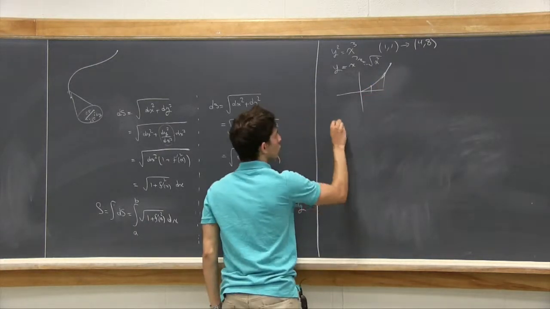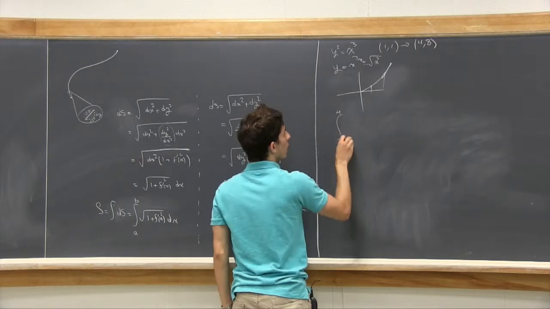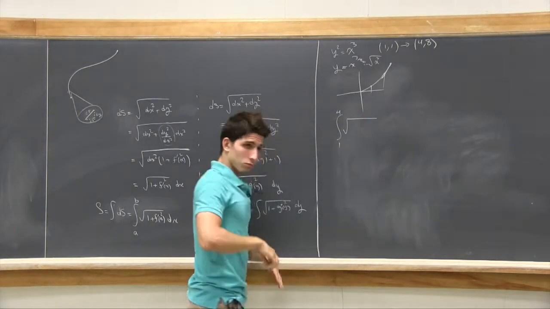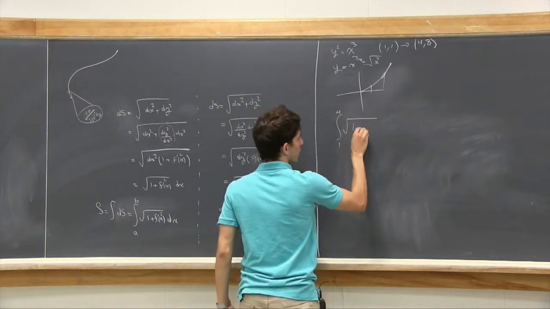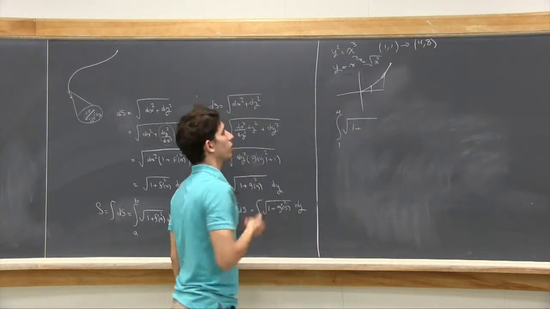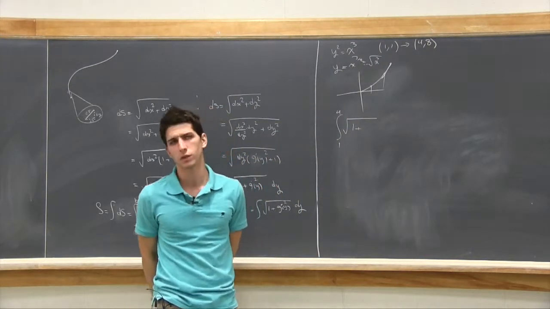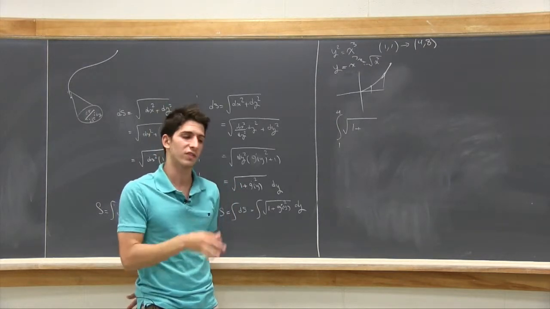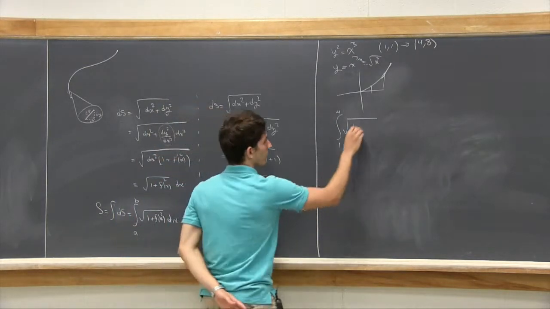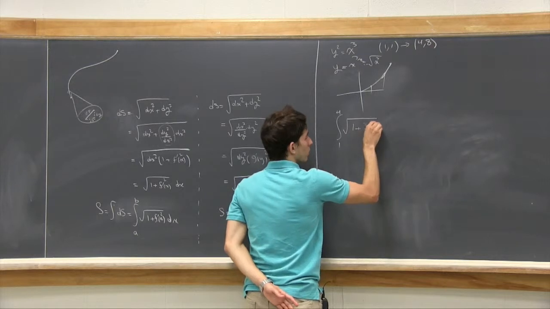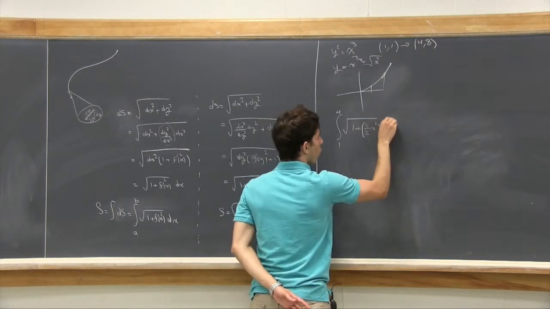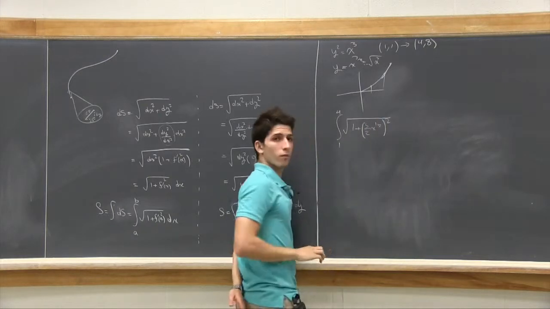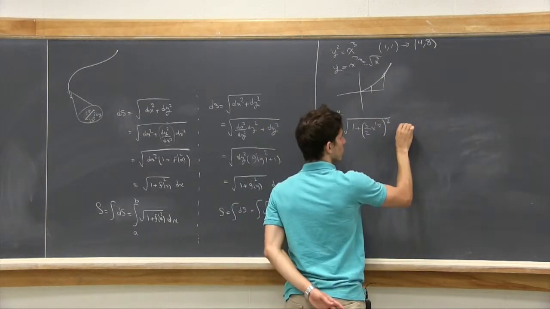So let's go ahead and actually do it. So it's from 1 to 4, and then the expression, remember, 1 plus the derivative squared dx. And then what's the derivative? Well, the function is x to the 3 halves, so the derivative is 3 halves x to the 1 half, right? But don't forget, you're squaring this whole thing and then dx.